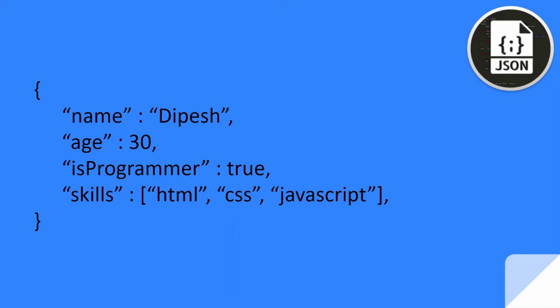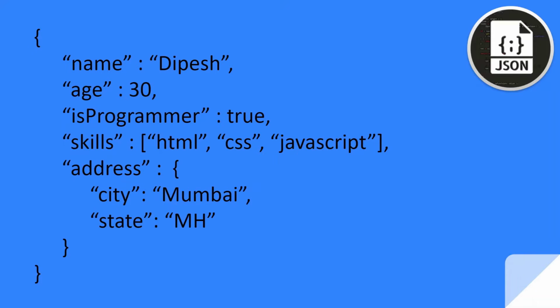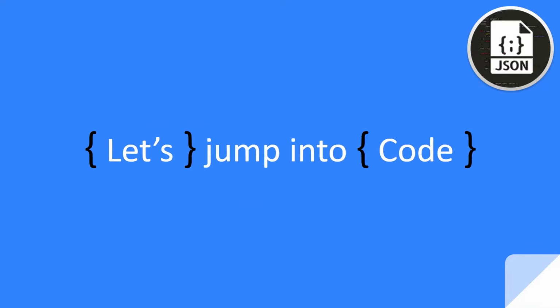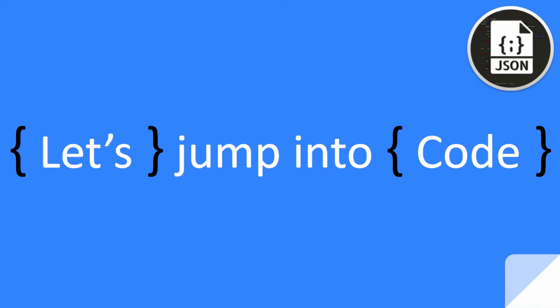And this person has skills. So these skills are represented by an array of strings. So we have HTML, CSS, and JavaScript as the skills, and these are wrapped with square brackets. So it is an array of strings. And last we have an address, which is represented by an object and has city and state as the keys and the values Mumbai and MH. All right, so now let's jump into the code and let's see some of the examples.